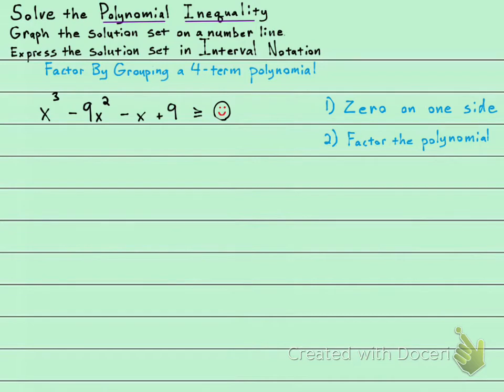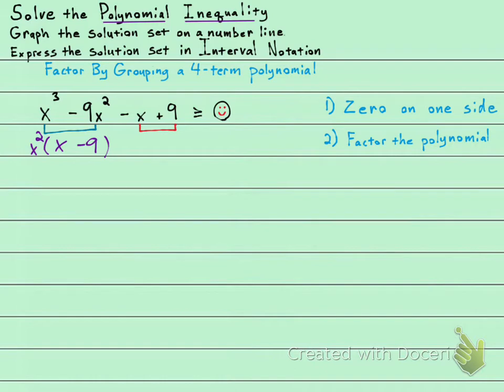I'm going to get my Spider-Man colors, my blue and my red. My groups, first group is blue, second group is red. When I look in the blue group, I ask myself, what can I take out? What's my greatest common factor between those two? And you can see that I can take out an x squared, and I'll be left with x minus 9.